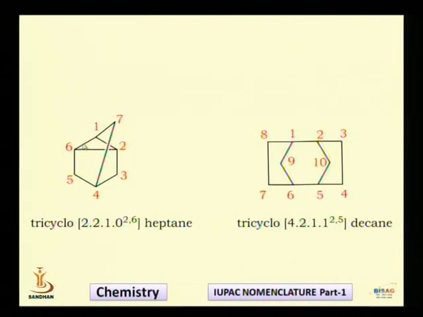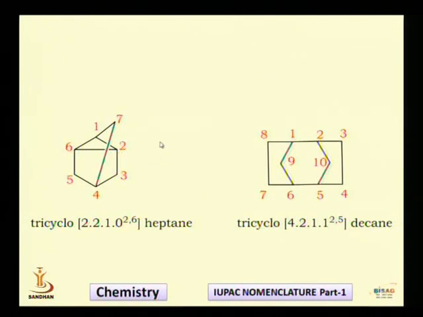Or it is called a principal cycle. This is a principal cycle. Now see, this thing which is connecting number 1 and 4, that is called a bridge. This is called a bridge. And this is also a line which is connecting 2 and 6, that is also called a bridge.